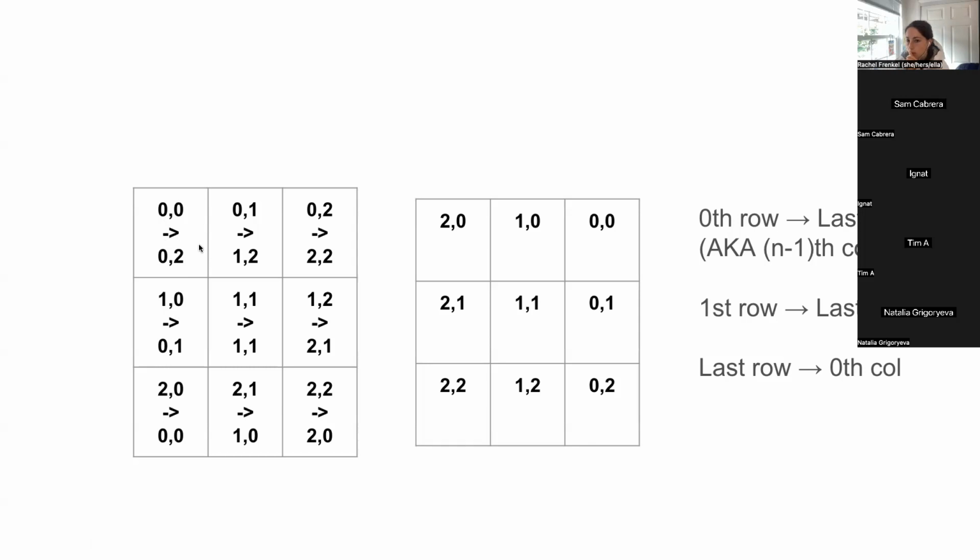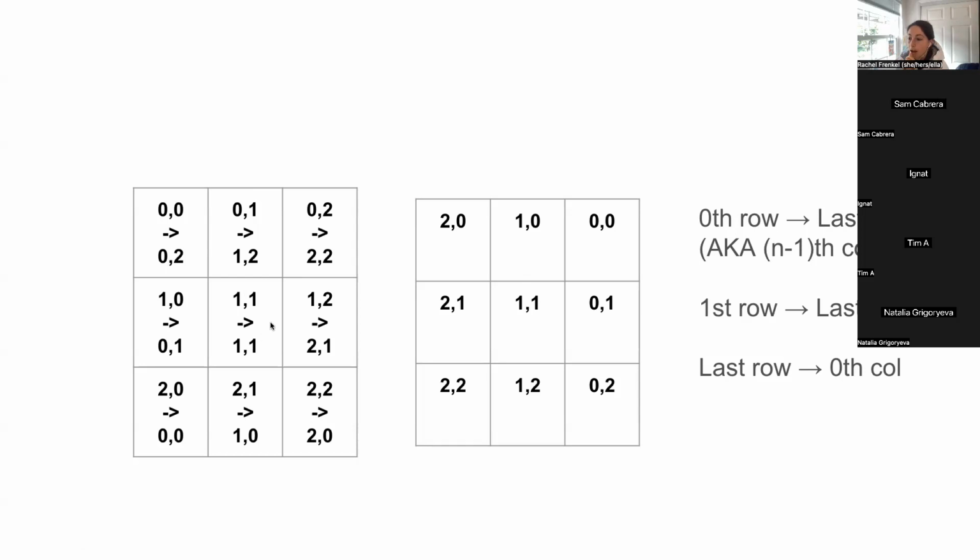Which column did this one go to? N minus current column. Exactly, right? So the 0th row went to the last column, which was the n minus 1. Okay? Great. So now we figure out for this row, we calculated the column, and we continue. Now on this row.